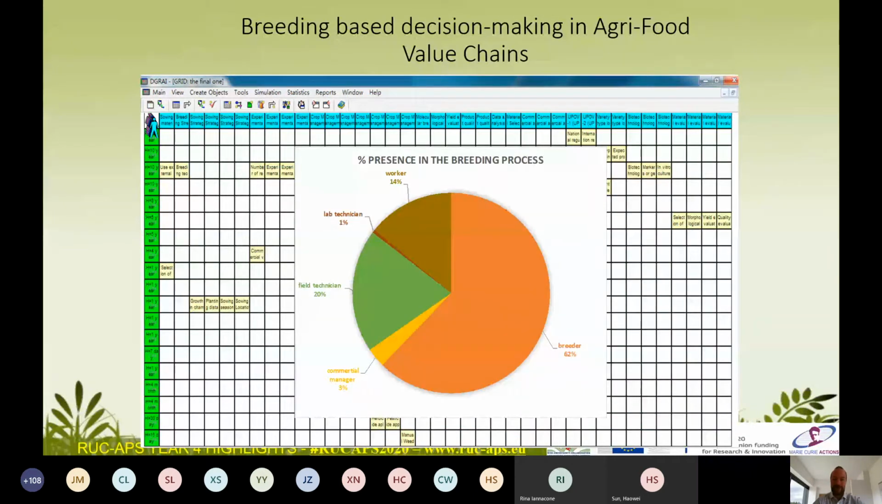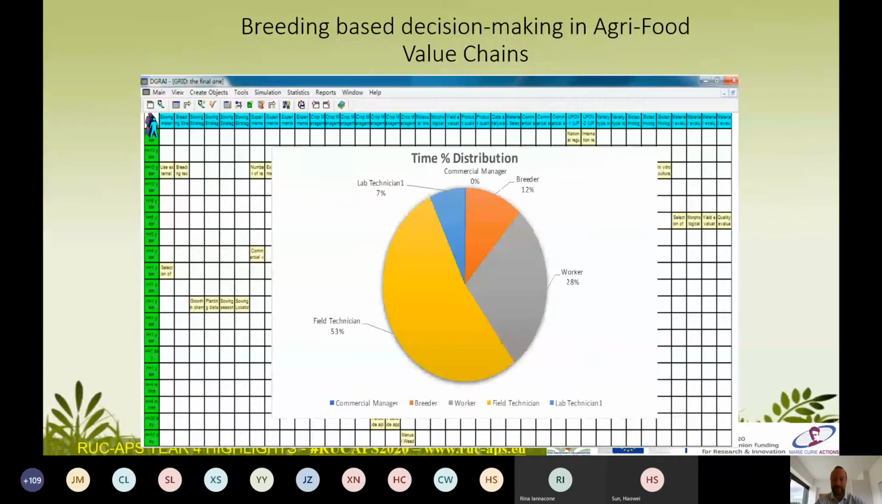More important is what we notice: in general, for the decision-making process, one of the most important resources here is the breeder, of course, the one who designed all the experiments. We can also see that there are other people, like workers in the field, lab technicians or field technicians, that are also present in this model. Nevertheless, the people who invest the most time are not the breeder but the field technician, which is also very important because it helps us understand who is more available or who is less available.